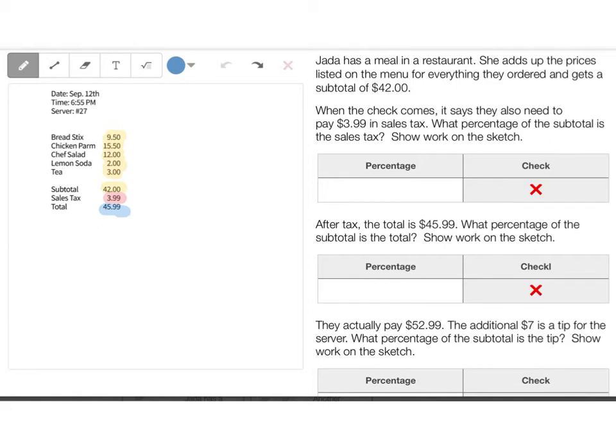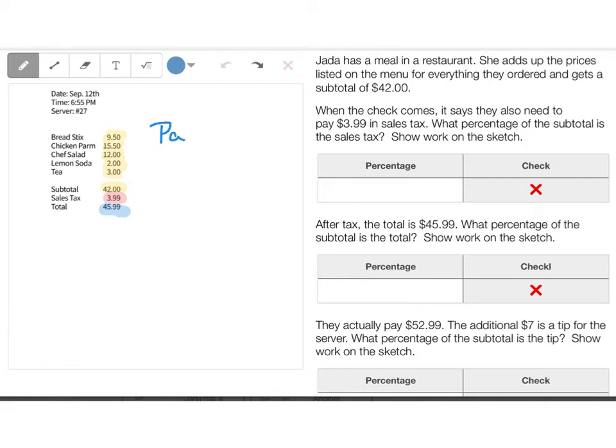So let's read the questions here. This slide is not difficult. It's just a matter of reading the questions and figuring out what it is they're asking for. It says when the check comes, they also need to pay $3.99 in sales tax. What percent of the subtotal is the sales tax? It says show your work on the sketch. So we're looking for that percent, right?